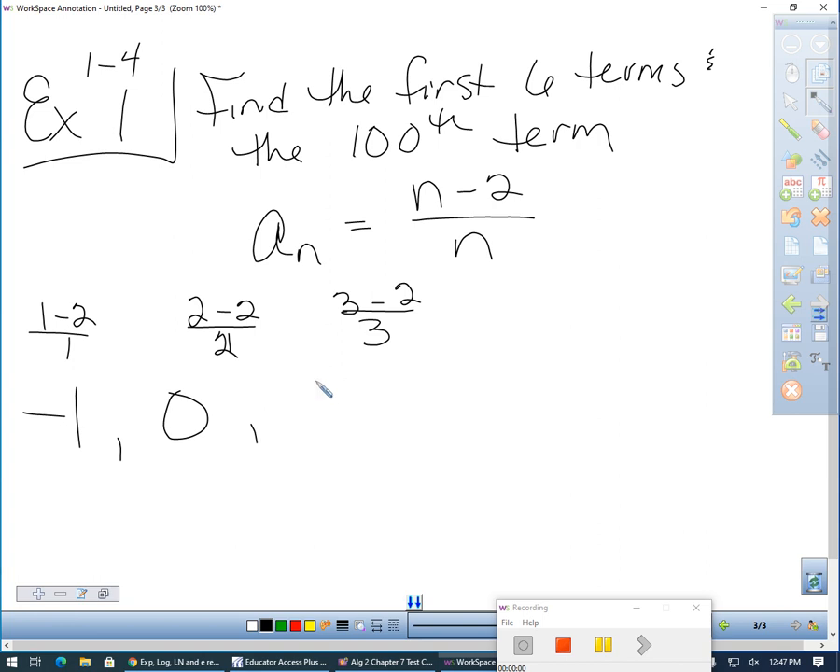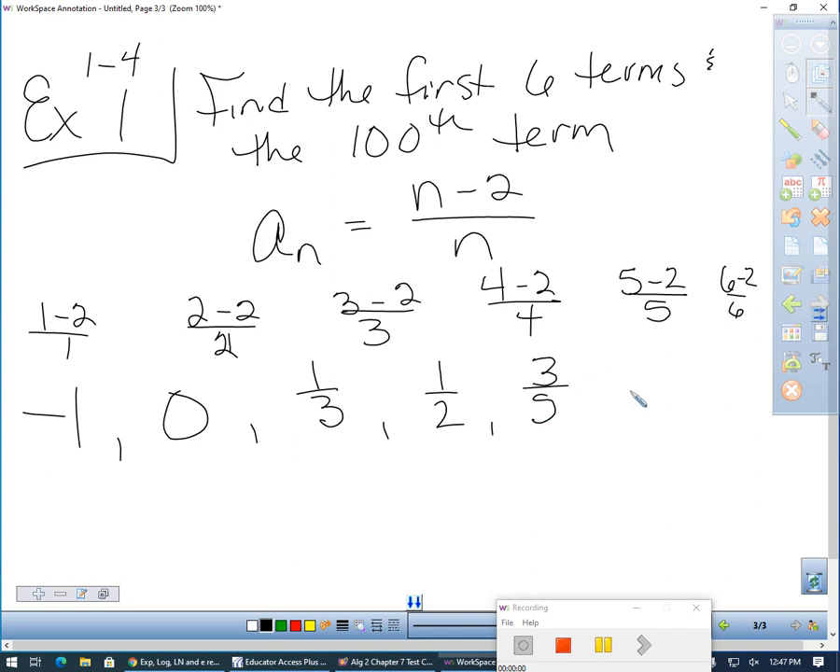What's this one? 1/3. How about 4 minus 2 over 4? 1/2. How about 5 minus 2 over 5? 3/5. Say 1, 2, 3, 4, 5. We need one more. 6 minus 2 over 6. 4 over 6, which is 2/3. Alright, you guys check my math? 2/3? Okay. So that's the first part of this question.